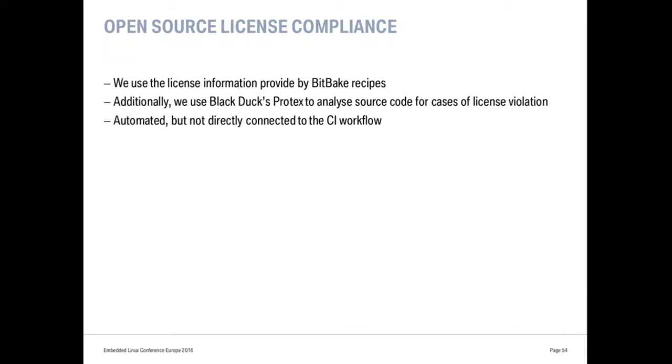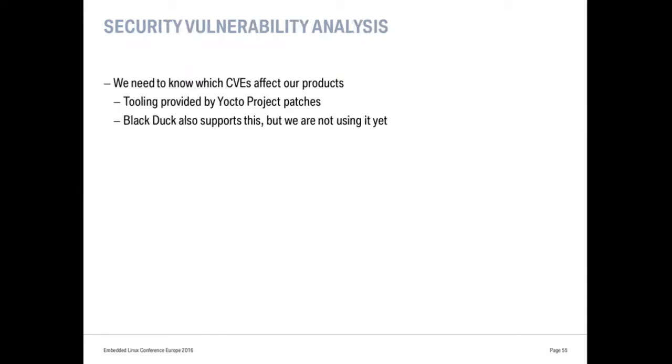Then we do open source license compliance checking. We use the license information provided by the BitBake recipes, but additionally we also have Black Duck tooling, and we analyze the source code for license violations. This, again, is automated, but not directly connected to the CI workflow.